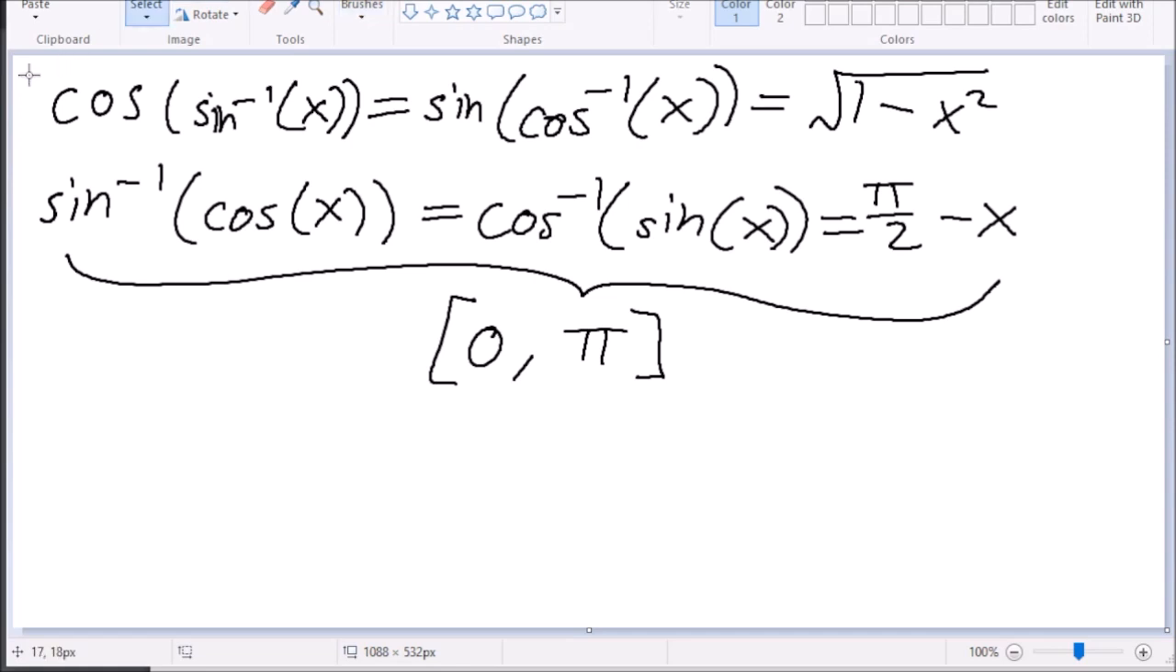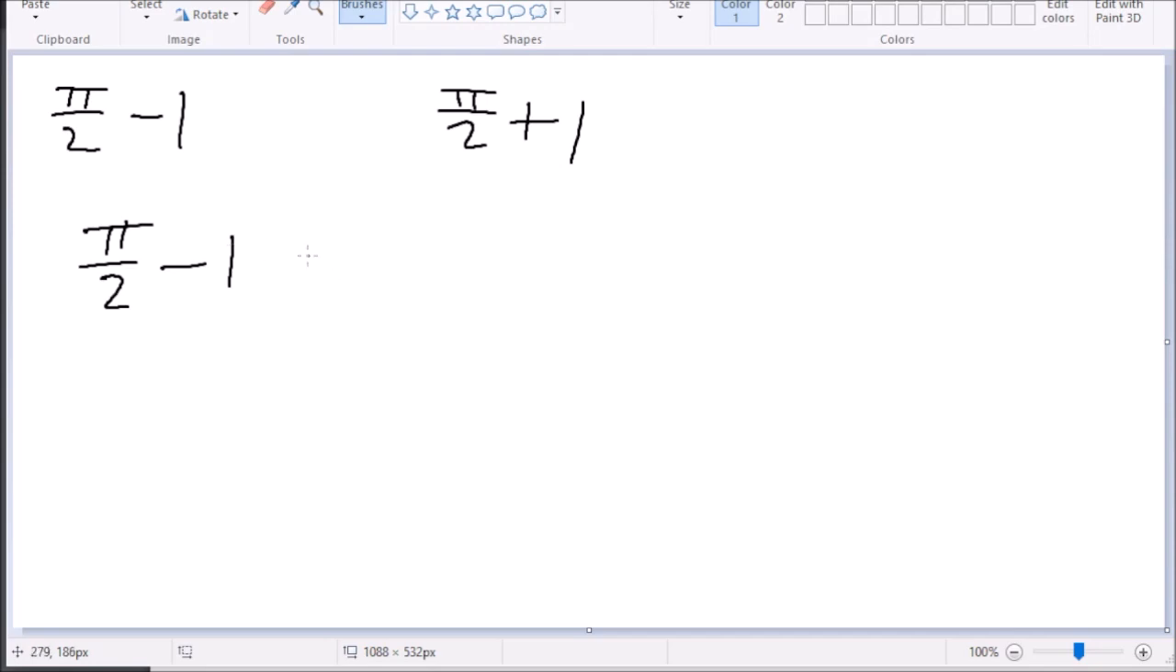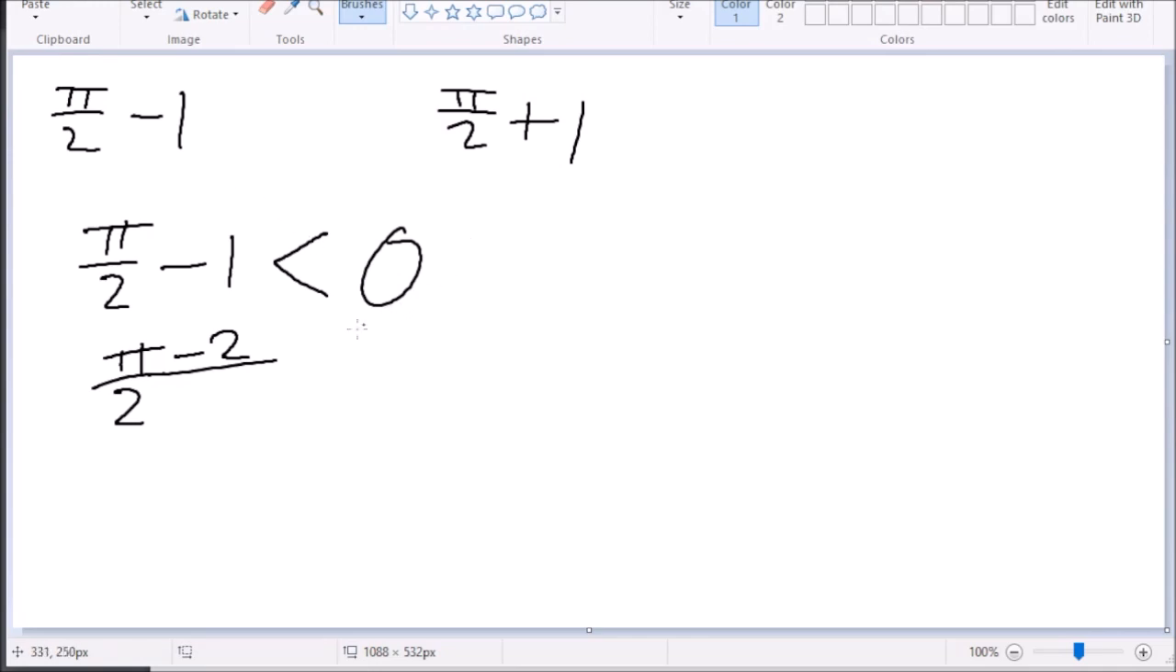Okay. So let's work on the bounds. So we have pi over 2 minus 1 and pi over 2 plus 1. Pi over 2 minus 1 is less than 0 because if I were to do pi over 2 minus 2, right? Oh, wait a minute. It's not less than 0? Oh, shoot, I'm dumb. Uh-oh. Okay. Well, I mean, at least it's less than pi. So, okay. Well, I'm wrong.